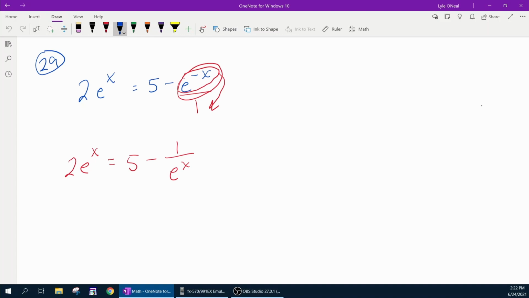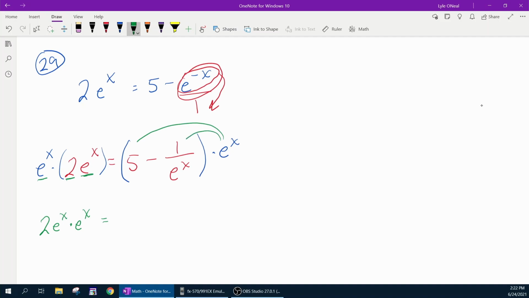Now that I see that I've got a fraction and I would really like to not have a fraction, what I'm going to do is multiply both sides by the common denominator. So we're going to multiply this side by e to the x and multiply this side by e to the x. And let's see where we get from there. So we know that multiplication is commutative. That means order doesn't matter. So I'm going to rearrange the order here and have 2 times e to the x times e to the x. This e to the x is going to distribute, giving me 5 e to the x. And then these will cancel and leave minus 1.